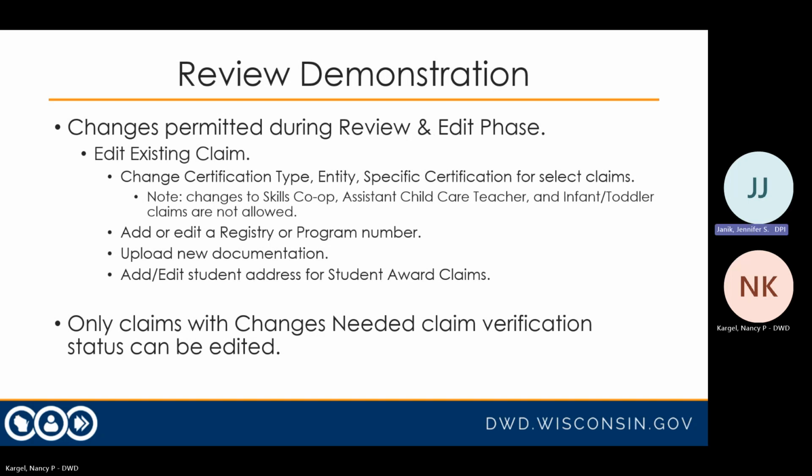You may add or edit a program or registry number. You may upload new documentation if the previous file was incomplete or inaccurate. You may add or edit mailing addresses for student award claims. These types of changes are permitted only on the claims that are flagged as changes needed. Next slide.